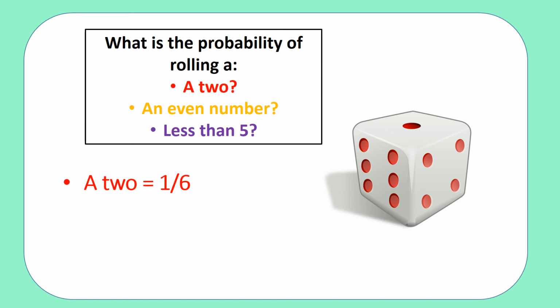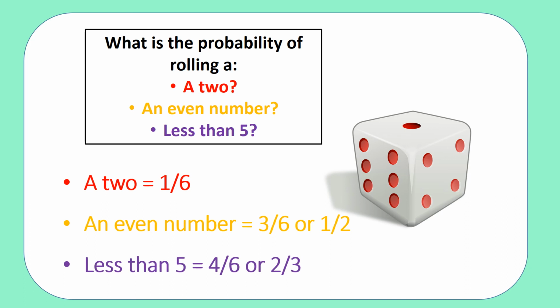An even number. So an even number is 2, 4 or 6. So 3 numbers out of 6 altogether, 3 out of 6, and we can simplify this down to a half. And less than 5, so less than 5 doesn't include 5. So we've got the numbers 1, 2, 3 and 4. So we've got 4 out of 6, which again we can simplify to 2 out of 3 or 2/3.